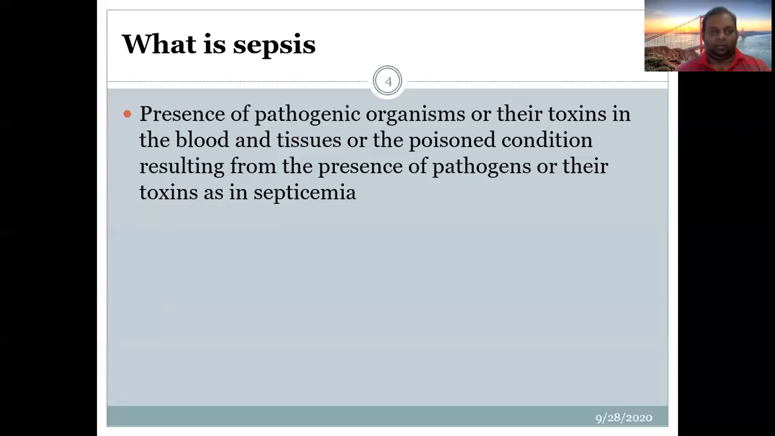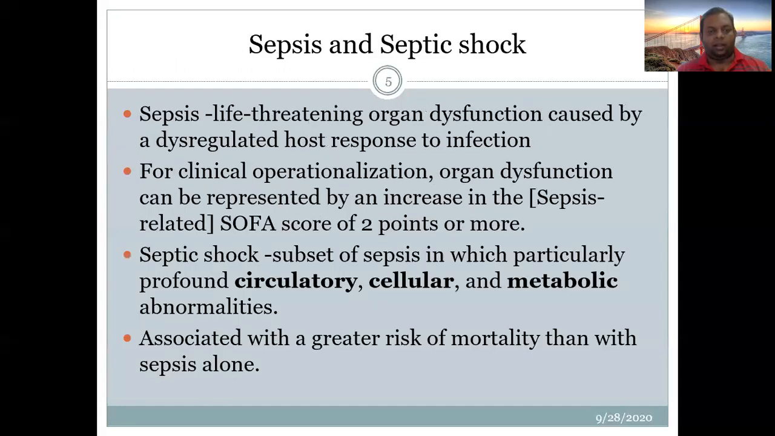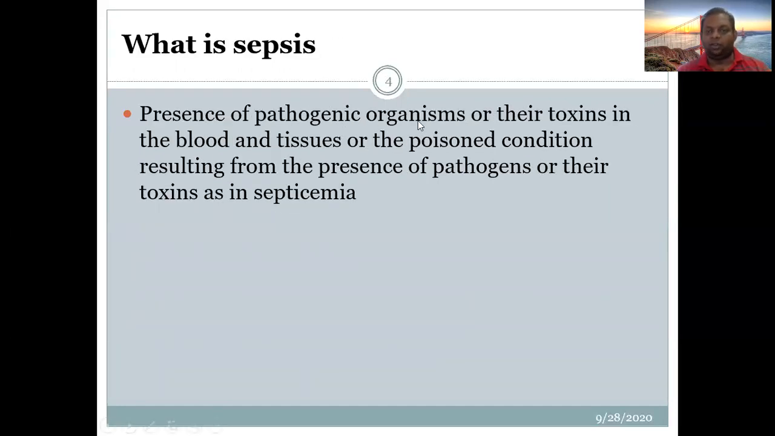What is sepsis? Presence of pathogenic organisms or their toxins in the blood and tissues, or the poisoned condition resulting from the presence of pathogens or their toxins, as in septicemia. Bacteremia may lead to sepsis. Septicemia is toxins in the blood, the toxemic state.